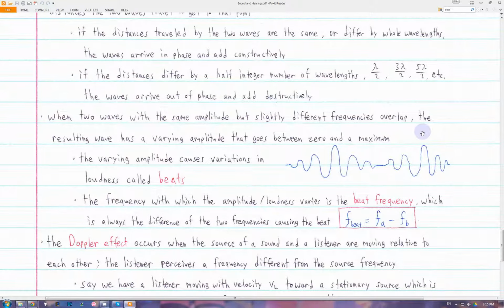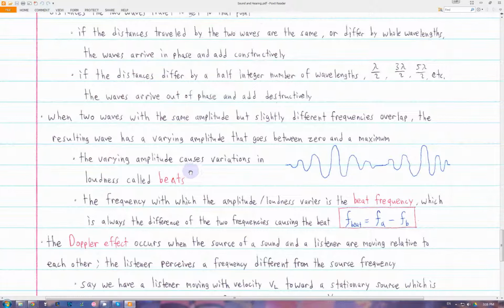So one instance of the interference of sound waves is called beats. If we have two waves with the same amplitude but slightly different frequencies, and they overlap, they'll add to produce a wave that has a varying amplitude. You can see the amplitude of this wave that results when these two waves add. The amplitude varies between zero and a maximum amplitude.